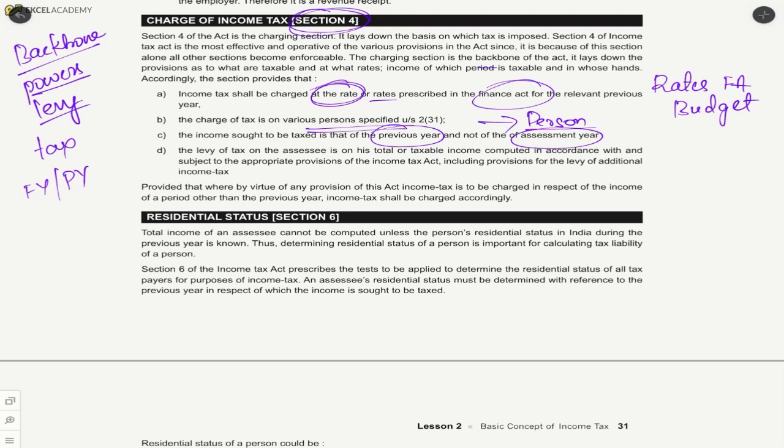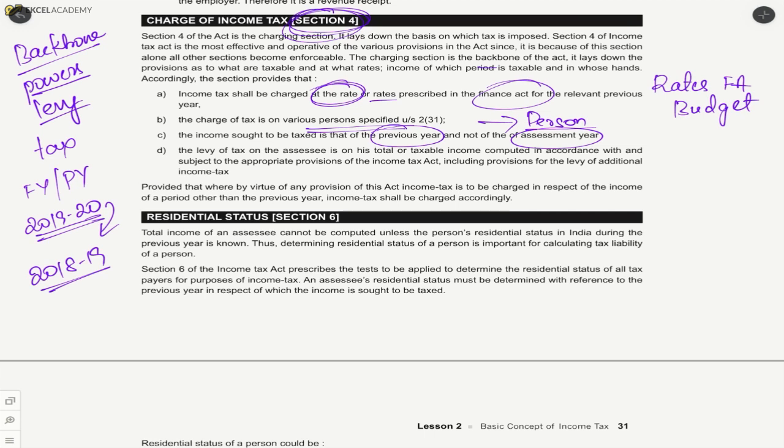For example, right now the financial year which is running is 2019-20. So are we charging the income of this financial year? Definitely not. Then what are we charging? We are charging the income of the previous year to this year, which will be 2018-19. So from where do we get these powers to levy tax on the assessee? From section 4.